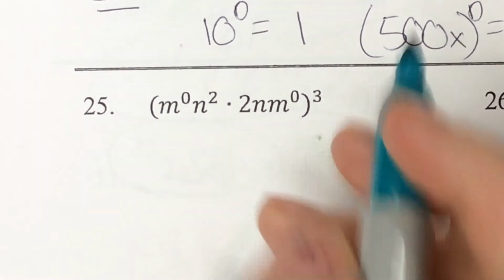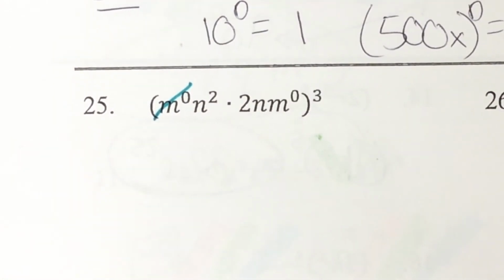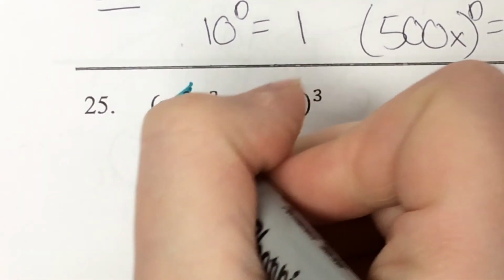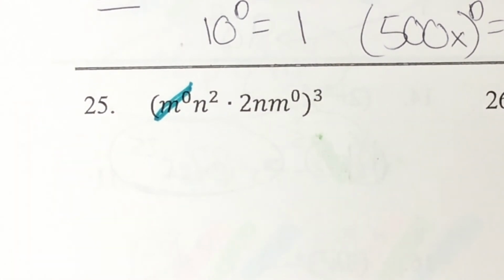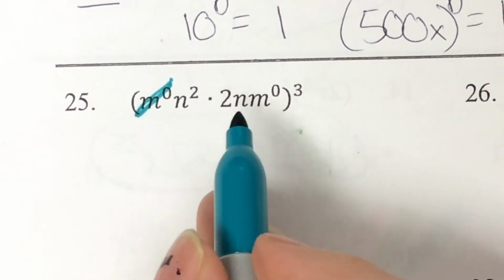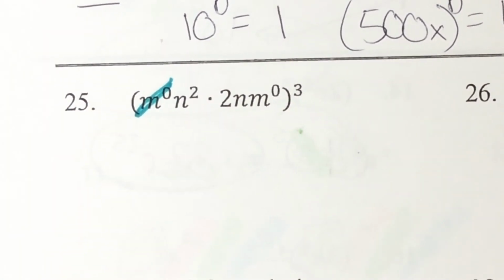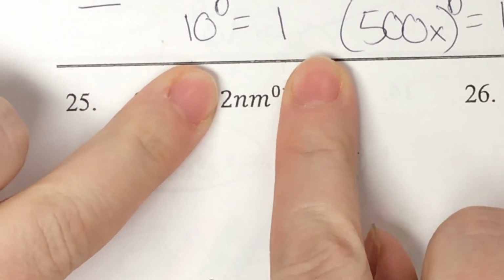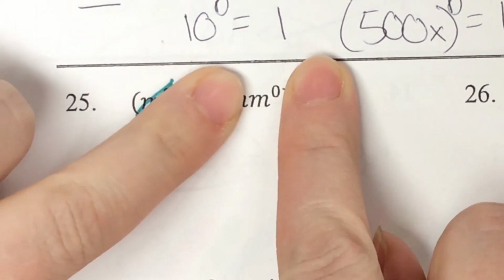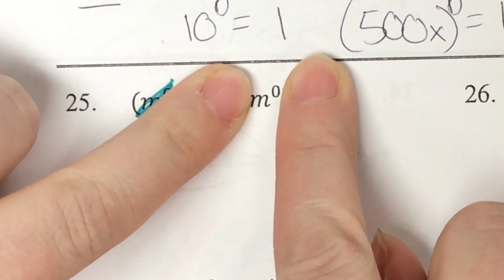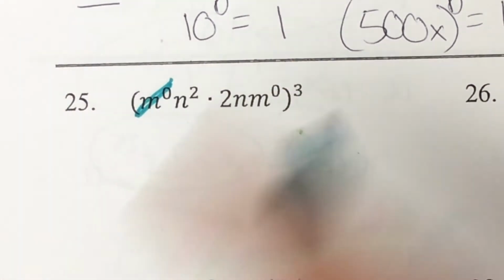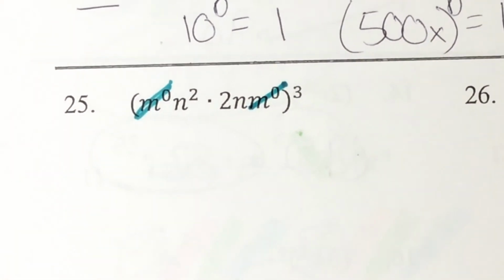M to the 0 power is gone. It's just 1. So what you could do is take a marker or a pencil and scratch it out. Anything to the 0 power. However, look at this part: 2nm to the 0 power. That does not mean that this whole thing is to the 0 power. Only m is to the 0 power, not 2 and n. So we cross that one out.